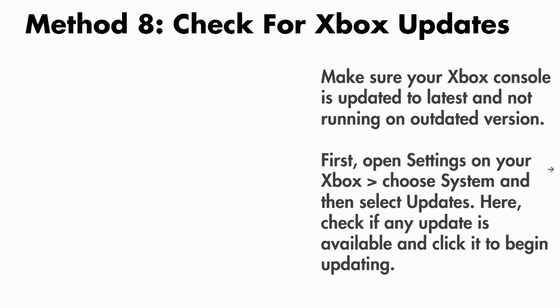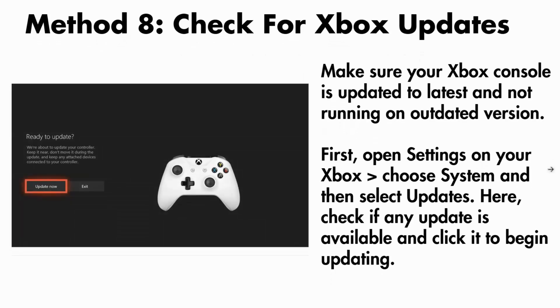If not, next is to check for Xbox updates. Make sure your Xbox console is updated to the latest and not running on outdated version. For that, open settings on your Xbox, then select system and then select updates. Here check if any update is available and click it to begin the updating process.